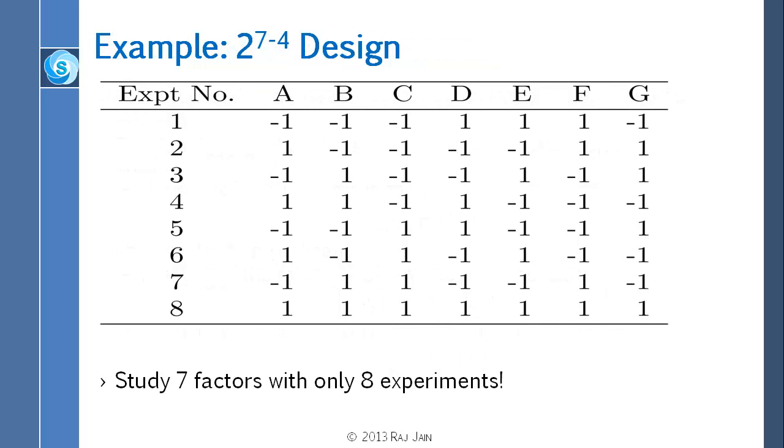Every column is orthogonal to the other column. You multiply these two and add up, they will add up to 0. And obviously you square and add, they will add up to 8. This actually satisfies all the properties that we had before, right? So what's the magic about? The magic is this is actually a 2^3 design.